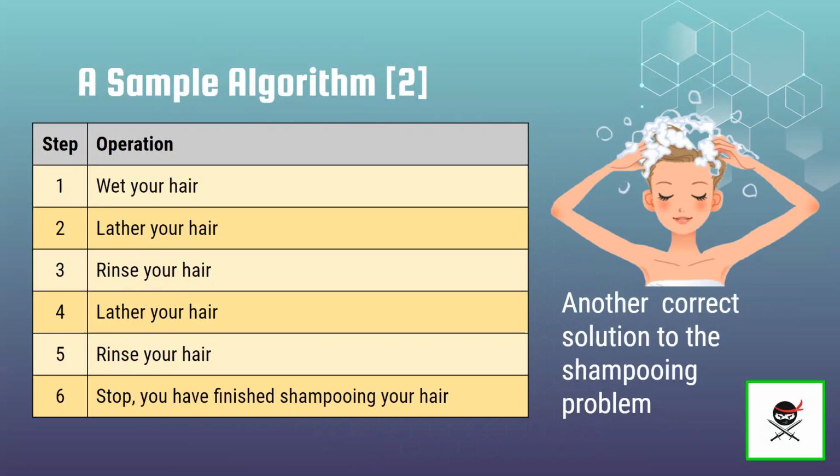Note that both ways, this one and the previous method, are correct ways of shampooing your hair. This shows us that we can be creative and have different algorithms to solve the same problem, all of which can be correct. There is not necessarily just one right way of doing something.